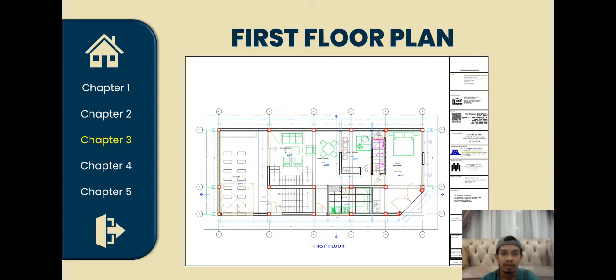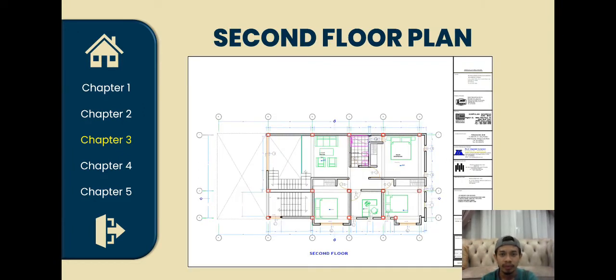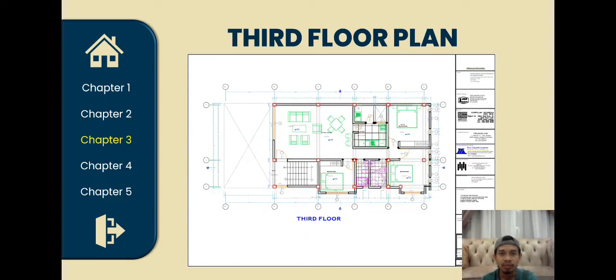This is the key plan for the ground beam or ground floor. This is the second floor plan for this drawing. You can see the void and the staircase in the second floor plan. Go to the third floor plan. This is the third floor plan for this drawing, and there is no void for this third floor plan, and it has a staircase.